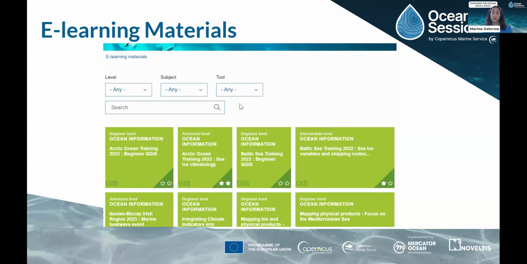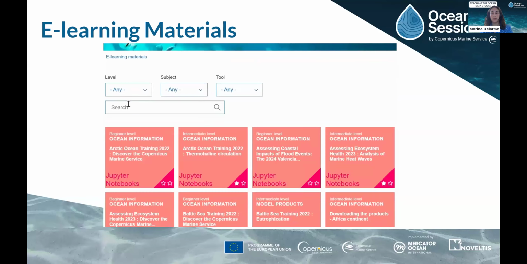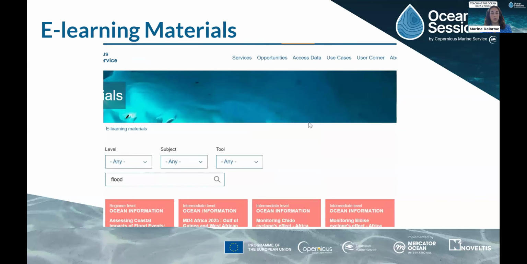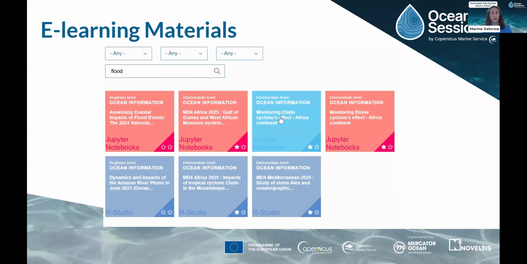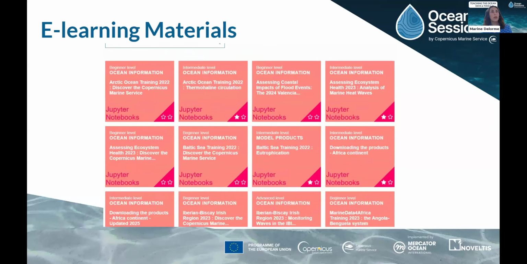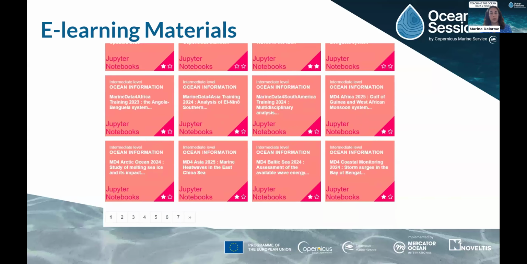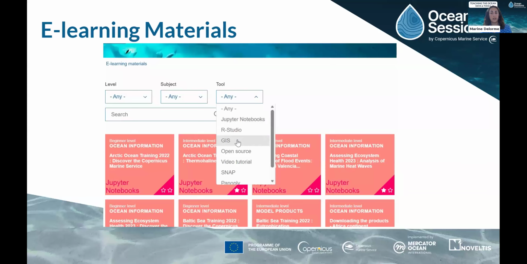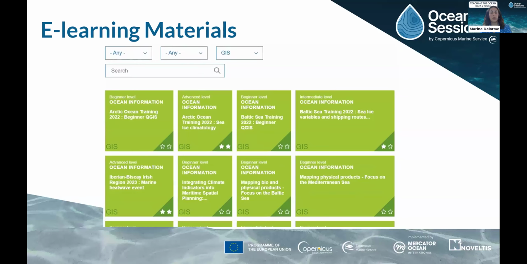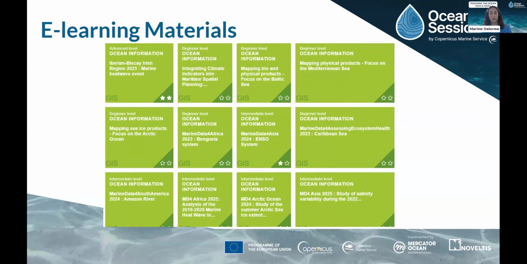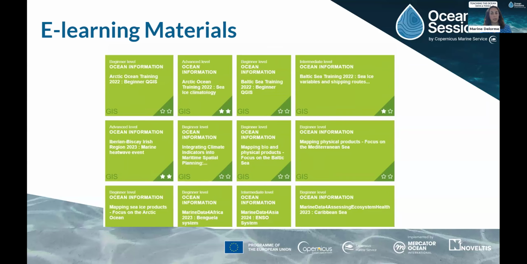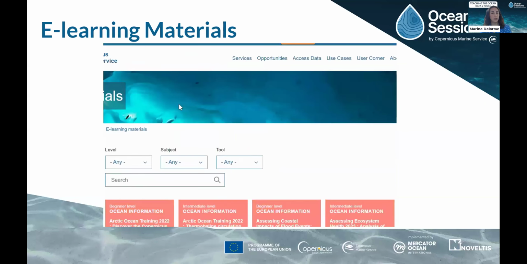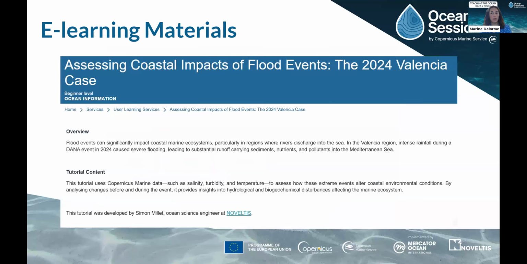What makes this resource valuable is its practical approach, with many tutorials available as interactive Jupyter notebooks that guide users step by step, either online or locally on your computer. The tutorials also cover widely used tools and coding languages such as Python, R, and QGIS, helping users analyze and visualize Copernicus Marine data in real-world applications. We have more than 100 tutorials at the moment.